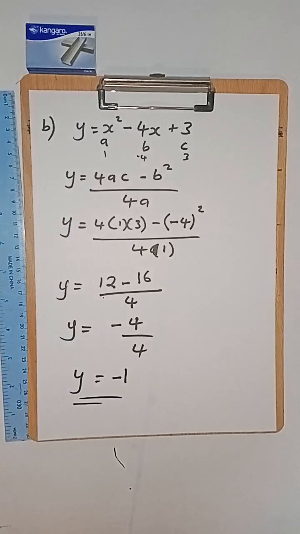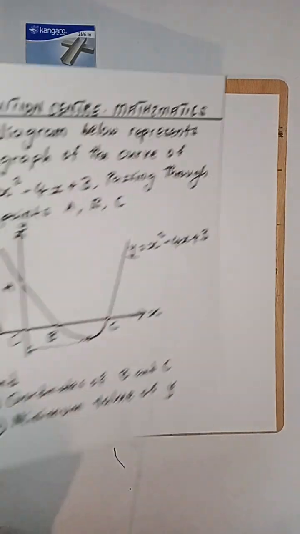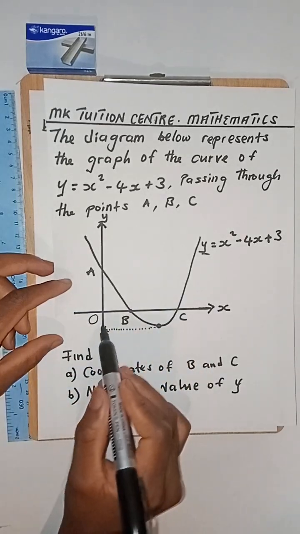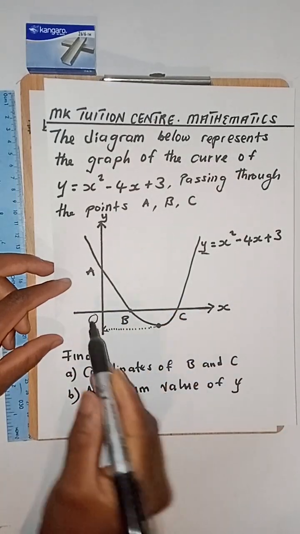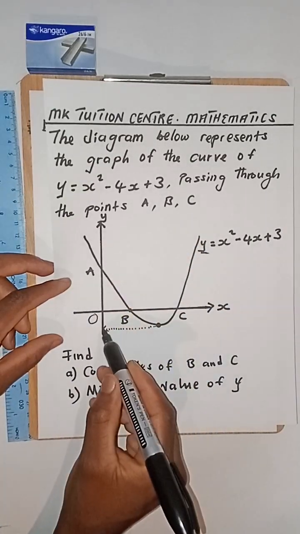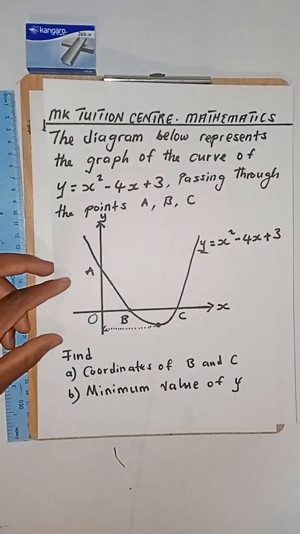This is what I was saying, that because this point we're looking for is below the x-axis, it means the numbers we have here are negatives, and also these are negatives. These are positives, these are positives. Because the point is here, it means our answer must be negative.